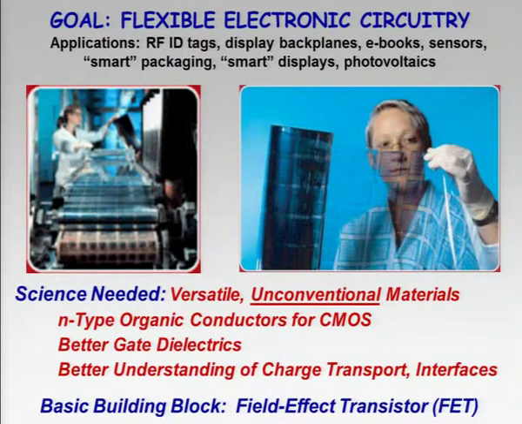I want to build on what we've heard already this morning, starting with the panel discussion and this whole challenge of being able to print electronics on flexible substrates. We've all heard of the advantages, but just to remind people, from a fundamental materials perspective, we're going to need some unconventional kinds of materials, N-type organic conductors for organic CMOS. We're going to need better gate dielectrics. We're going to need a better understanding of charge transport, from single crystals to films to printed devices. And the basic building block, of course, is going to be the field effect transistor.